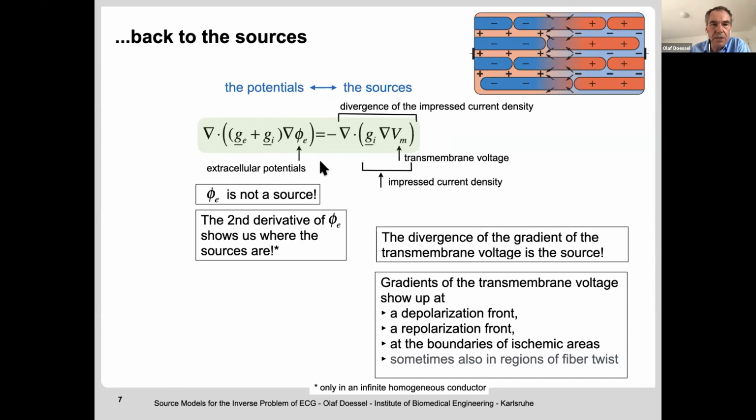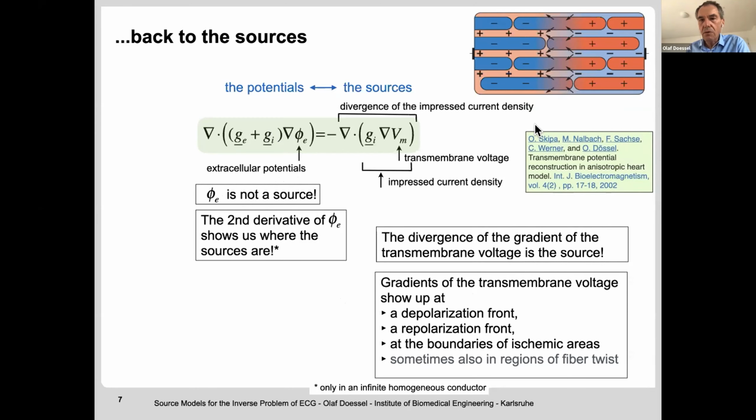So I always hesitate in saying if you reconstruct the extracellular potentials, it is not precisely, in the mathematical sense, that you reconstruct the sources. You do a deblurring, so that you try to find the field inside a body from the field outside the body. And that's, I think, all that I explained already. And I can say here, I'm a little bit proud that Oleg Skipa from my group introduced the idea to introduce the transmembrane potential reconstruction into the community in 2002.